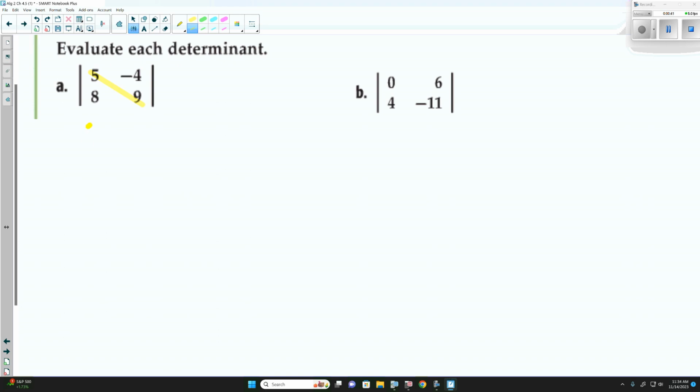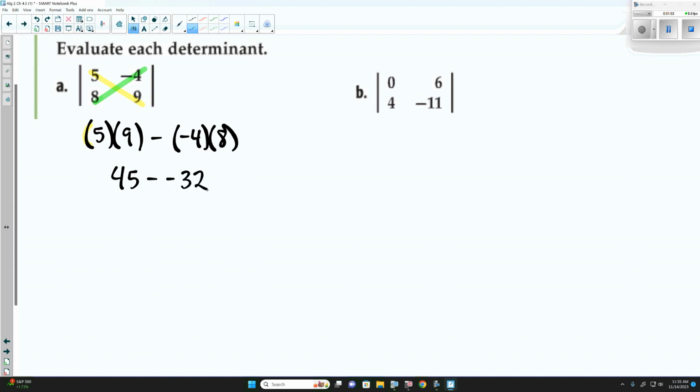So if we look at this here, what we're going to do is take the product of these two here. So we're going to say 5 times 9. And then take the diagonal going the other direction. So we have 5 times 9 minus negative 4 times 8. Well, 5 times 9 is indeed 45. And 4 times 8 is negative 32. Well, our negative makes a plus. 45 plus 32 is 77. And that is it.